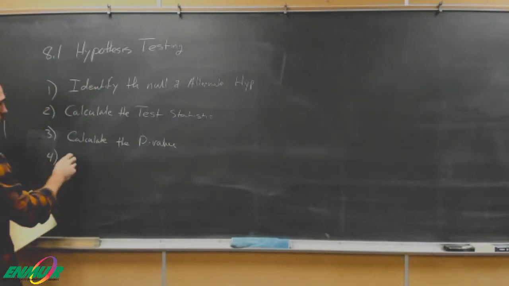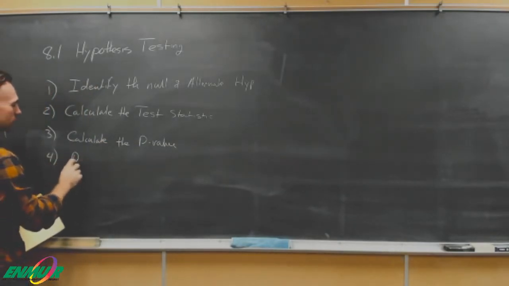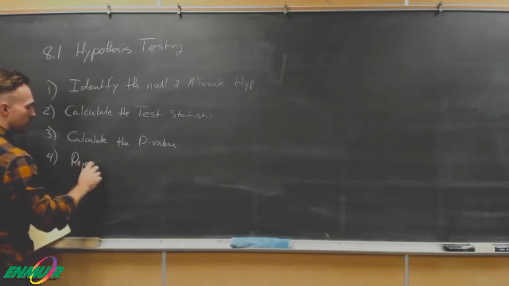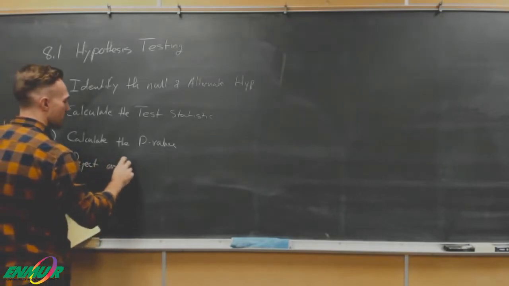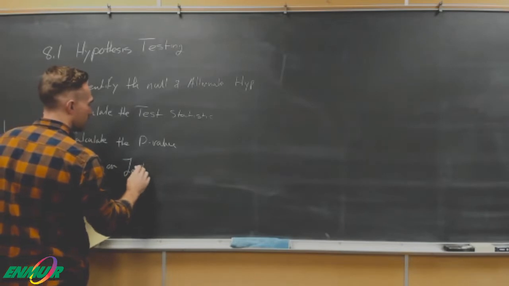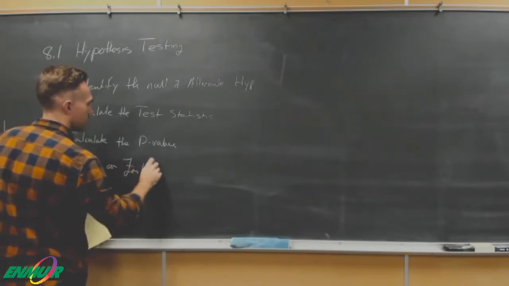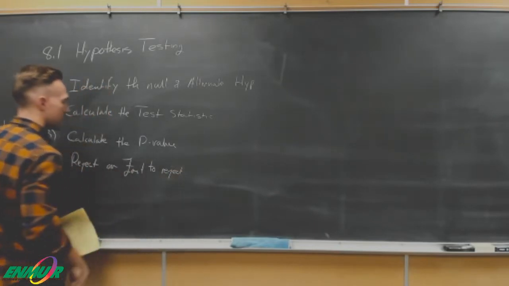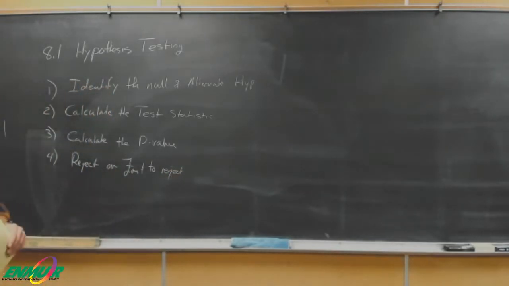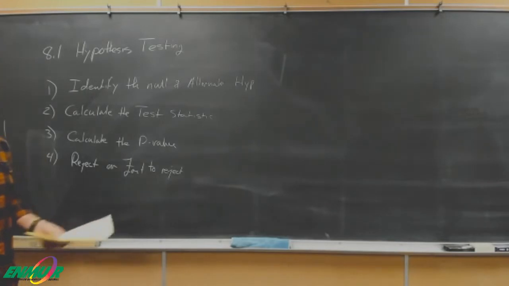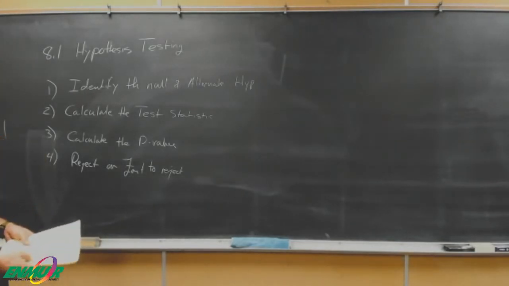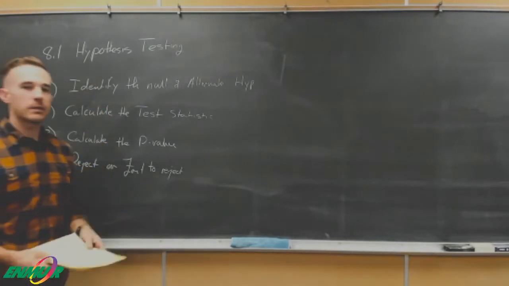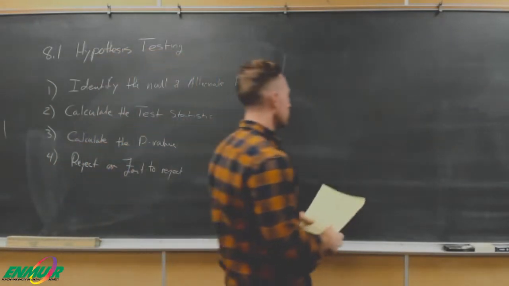And then we're going to talk about this thing called reject or fail to reject. Okay, so I'm going to do one of the two things. I'm either going to reject it or I'm going to fail to reject it. Okay, so these are the things that we're going to hit in 8.1.